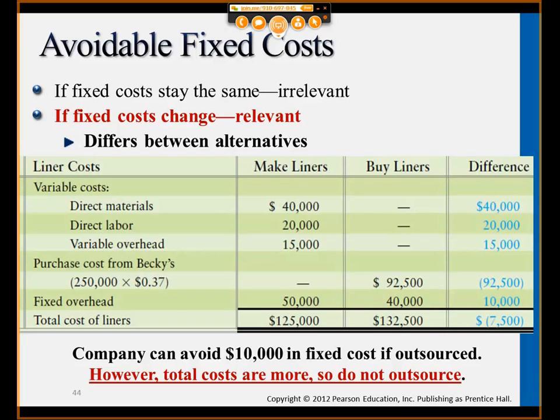Company can avoid 10,000 in fixed costs if outsourced, but total costs are more. So where are our total costs that we're incurring more? It's right here. Like we said, because the difference is 7,500, we're going to decide not to outsource. Even though the fixed overhead is less, the total cost is what we're going to look at.